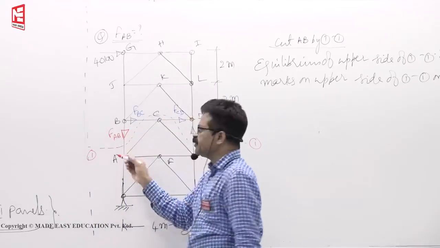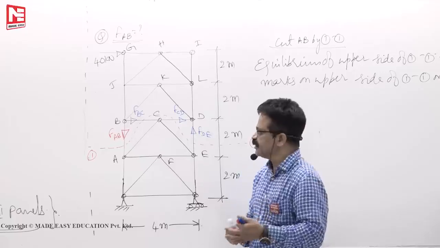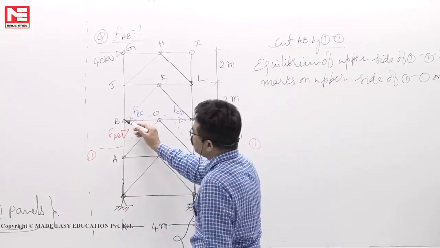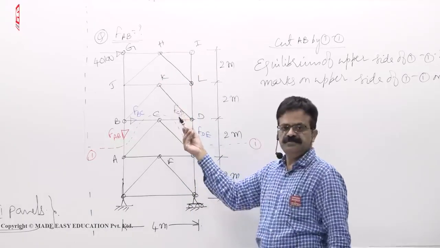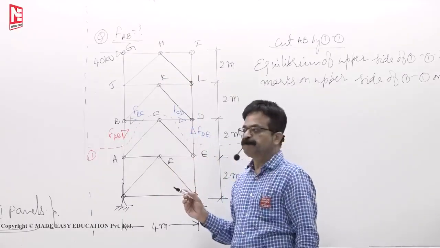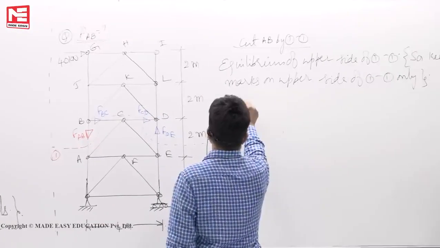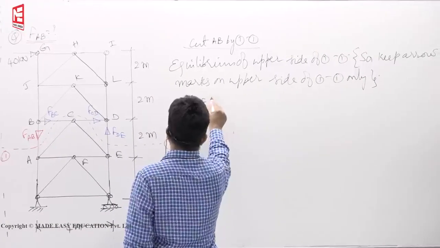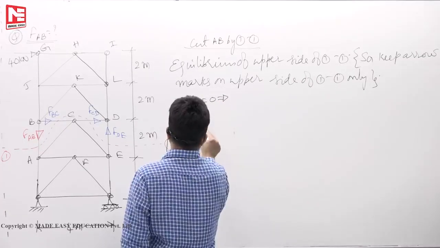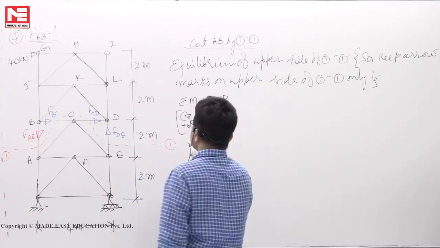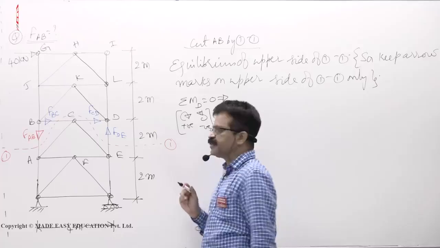Whether you write FAB or FBA, it doesn't matter at all. Force in the member AB or force in the member BA. Same. Now, you see, travel from tail to the head towards D, anti-clockwise. So, no question of negative sign. So, upper side of 1-1. So, we are taking moments of all forces about D is equal to 0. Clockwise positive, anti-clockwise negative. See, this is an equilibrium equation, not bending moment equation.